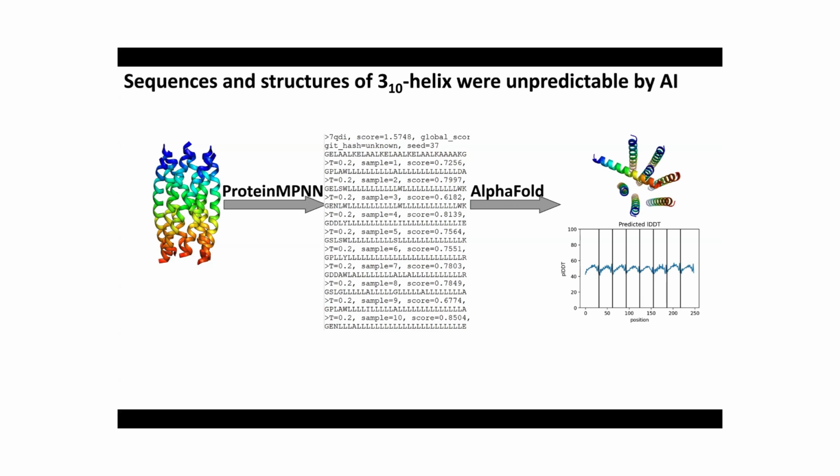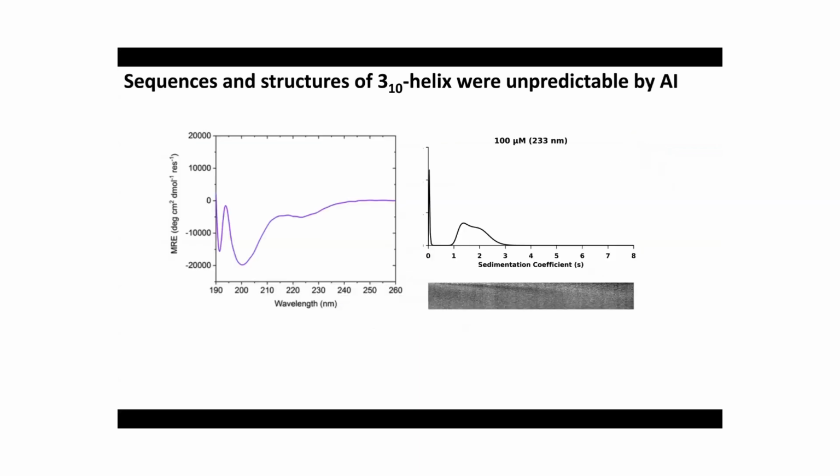But the confidence was really low. Nevertheless, we were happy with this confidence score: though AlphaFold is not predicting the structure as 310, the confidence is low. So let's go to the lab and check. I took the first two or three sequences. I'm showing data for the first sequence. I went to the lab and synthesized that peptide, and the CD shows very little helicity, and it is actually an aggregate in solution.